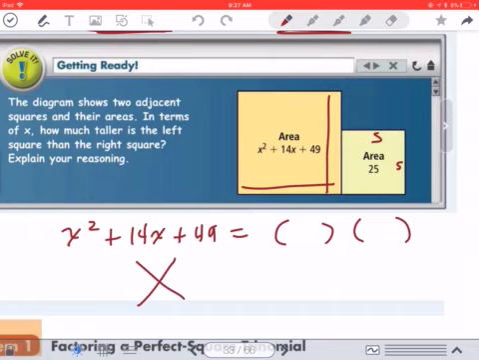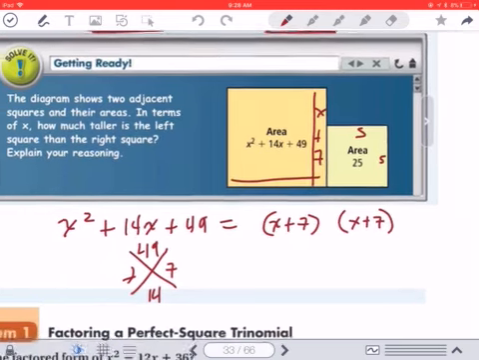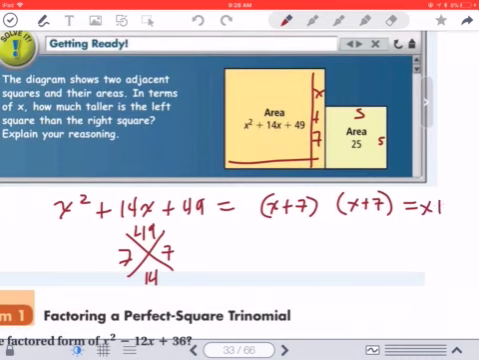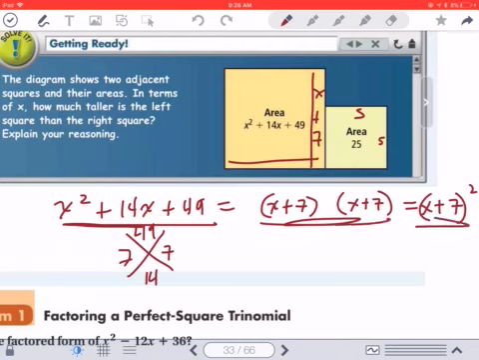We're going to learn a little trick later on to figure out a faster way to do perfect squares, but you really don't need the trick. You can always just use the x method for this. What multiplies to 49 and adds to 14? Well, it's going to be 7 and 7. So this is x plus 7 times x plus 7. Another way to write this, by the way, is x plus 7 squared. All of these three things are equivalent. That'll be helpful for you to know.